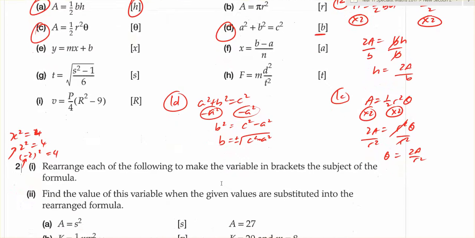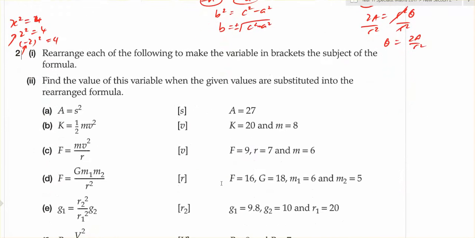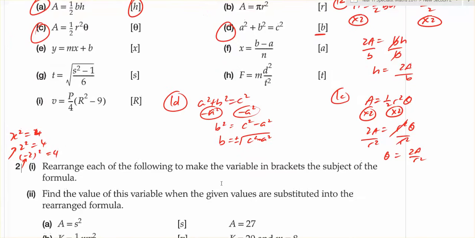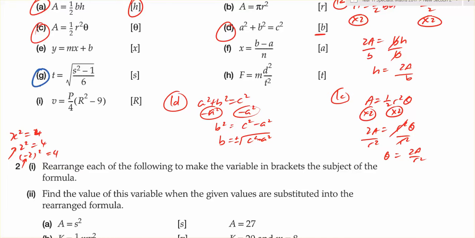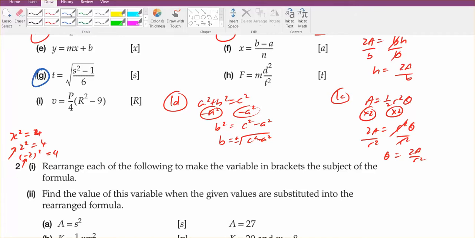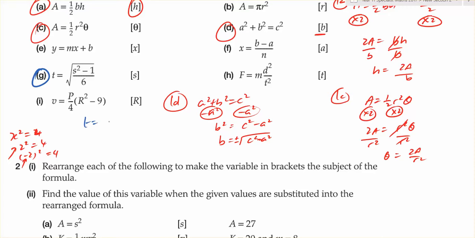So we'll have a go at question 1g. I'll do this in a different color. For 1g, I've got t equals the square root of s squared minus 1, all over 6. And we're trying to make s the subject. Can you see we've got a square root sign? I want to get rid of it, so you need to square both sides.